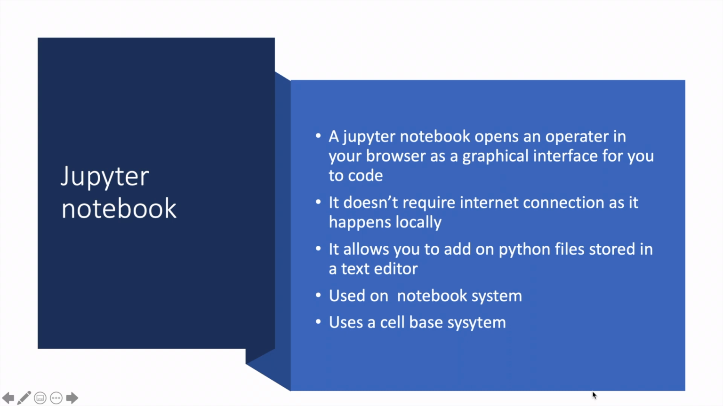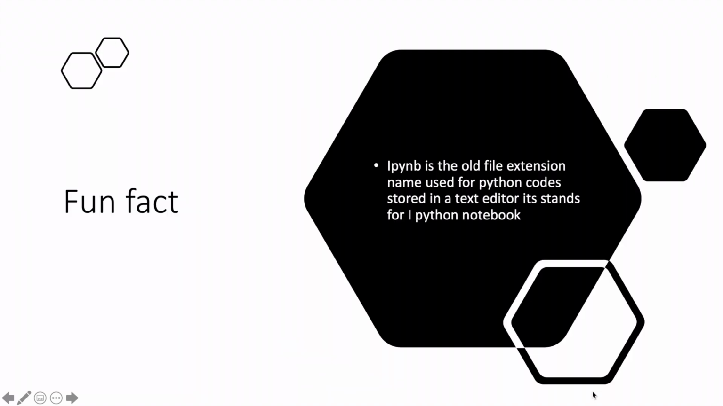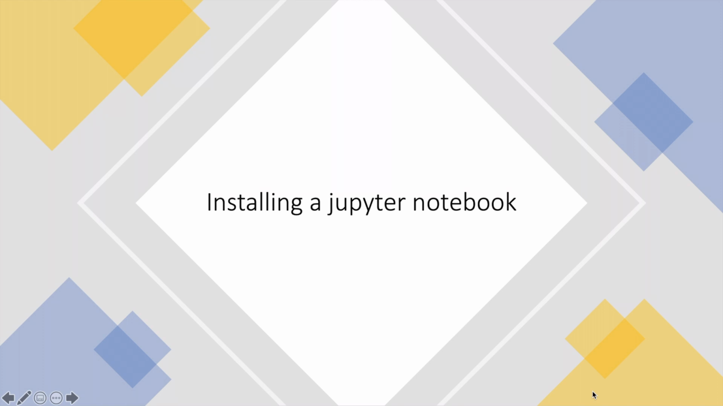A Jupyter Notebook uses a notebook system and a cell-based system. So, fun fact, the Jupyter Notebook uses an IPYNB file extension, and it's just an old file extension used for Python code stored in a text editor, and it stands for IPython Notebook. Now, the new file extension is .py, but they're both the same and they both don't differ at all. So, don't be surprised to see that on your Jupyter Notebook.